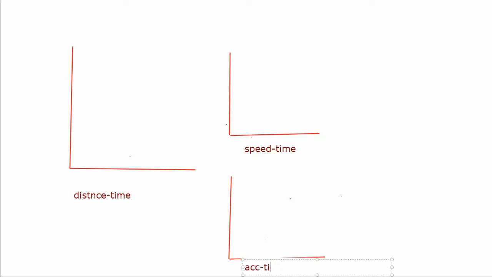Acceleration time or distance time or speed time means that on the x-axis of every graph, we would be talking about time. On the x-axis, the variable would be time, and on the y-axis, in this case, the variable would be distance. In this case, it would be speed, and in this case, it would be acceleration.